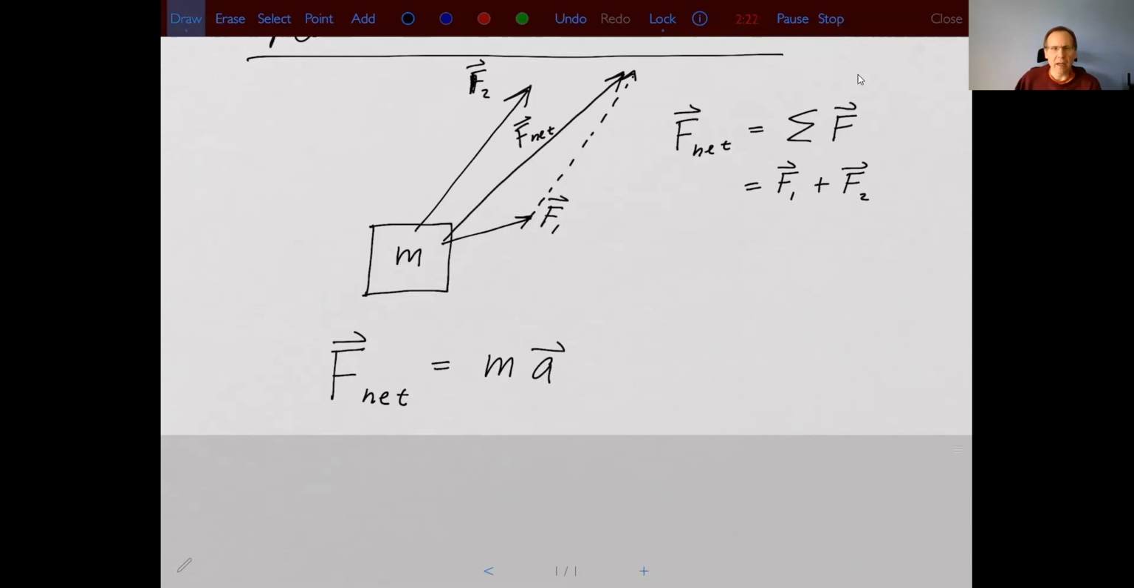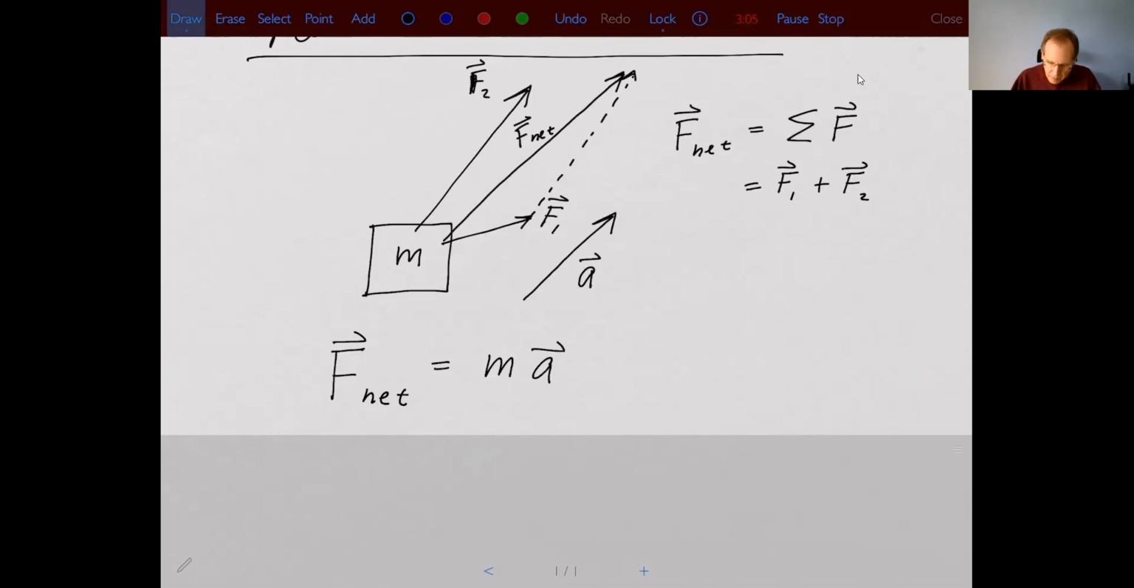Notice here that the net force is a vector. It has a direction and it has a magnitude. The length of that arrow, F net, is going to be the magnitude, and then it has a direction. You could figure out an angle with respect to some coordinate system. On the right-hand side of that equation, ma, m is just a scalar. It has a magnitude but no direction. But a has a direction. So it turns out that the direction of the net force is going to be the same as the direction of the acceleration. This mass is going to accelerate in that direction, the same direction as the net force.